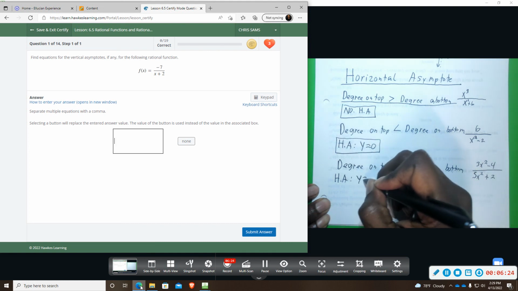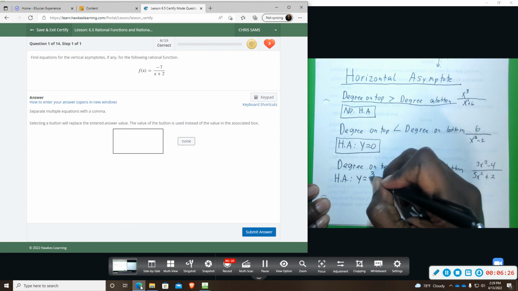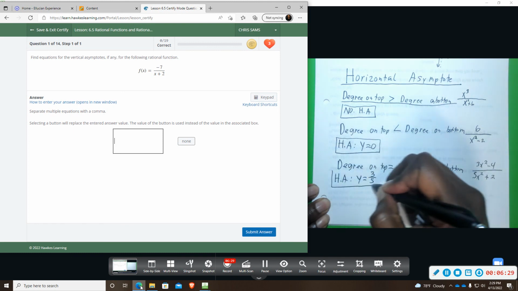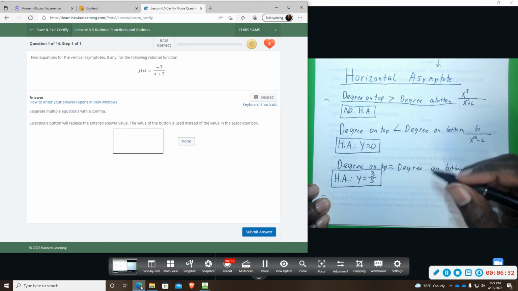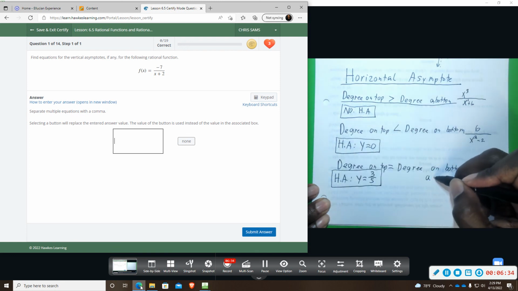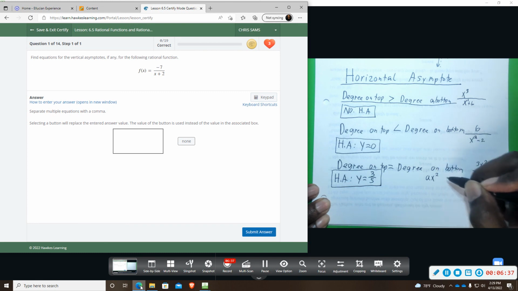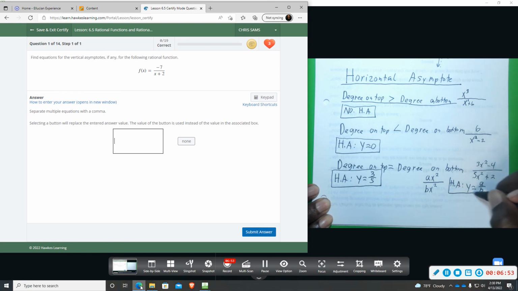So y equals, in this case, 3 over 5. But just in general, if I say ax squared, and then on the bottom I have bx squared, then your horizontal asymptote would be y equals whatever the ratio of a to b is. It could be a over b. And this could be any number. It could be a whole number. It could be a fraction, just like we just had here, or it could be something in between. So whole number, fraction, negative, positive.